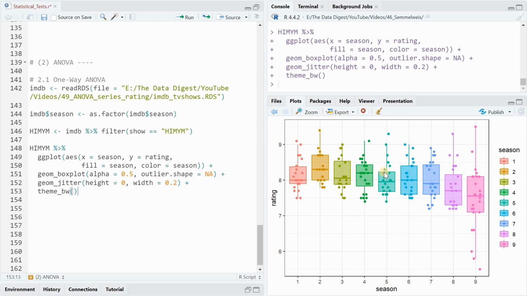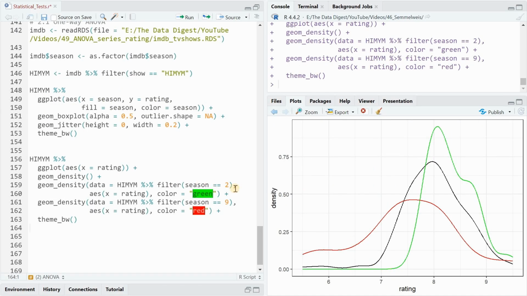This is not what the ANOVA will give you. The ANOVA will not tell you which season it is, but just if they are all the same on average or if one or more stand out. Here I have season 2 in green and season 9 in red and the different episode distributions, and in black is all seasons' ratings.